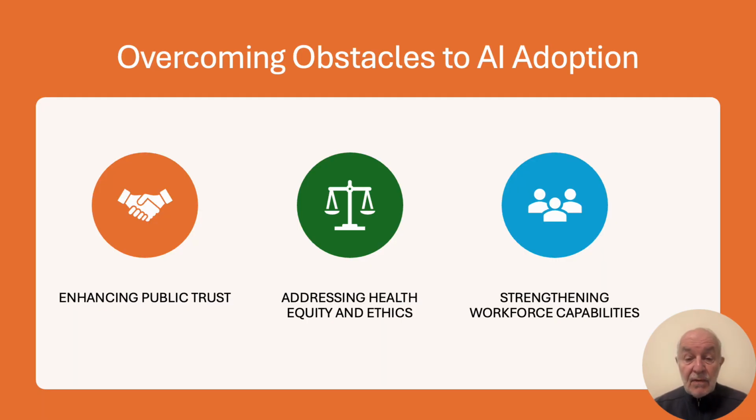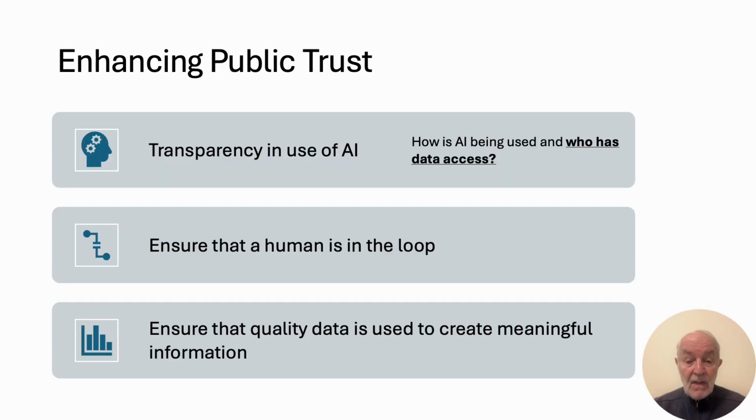So what are some obstacles? Many of you are aware that there are certain obstacles to the adoption of artificial intelligence. Enhancing public trust is one area, equity and ethics another, and finally the whole issue of strengthening workforce capabilities is really central. So how does one go about dealing with these obstacles?